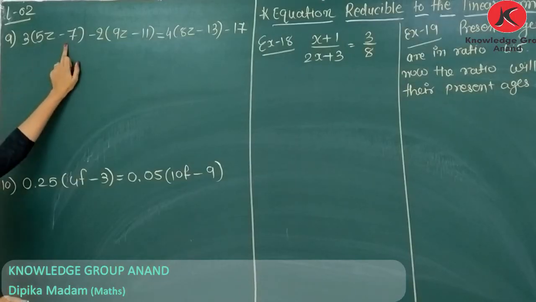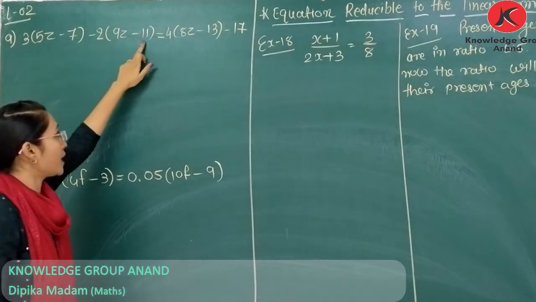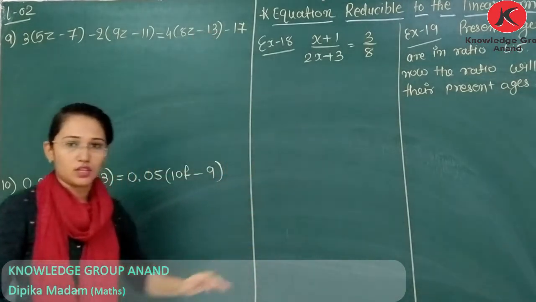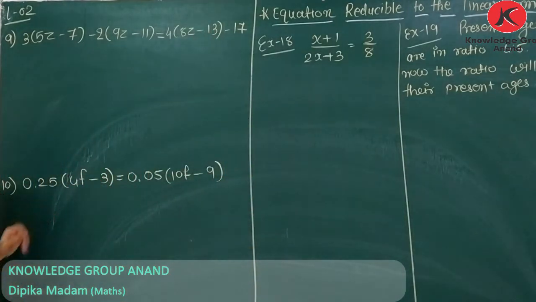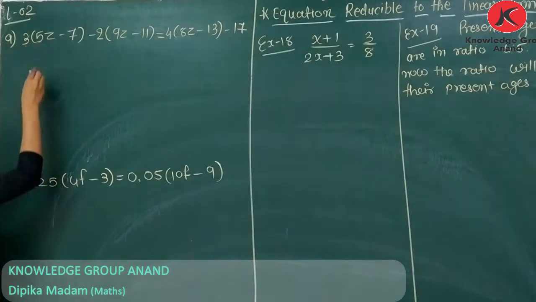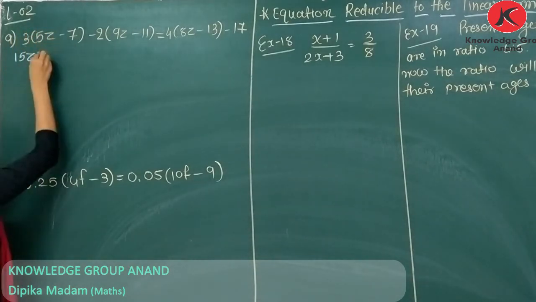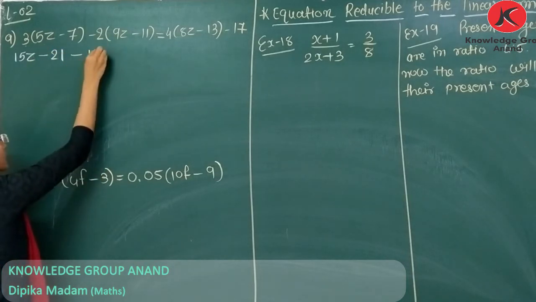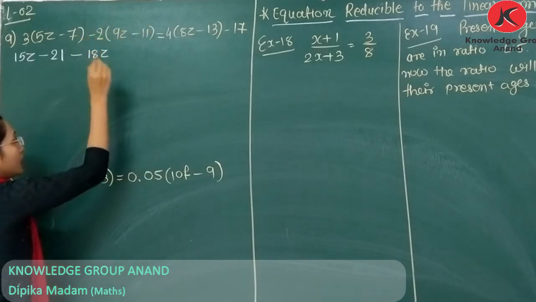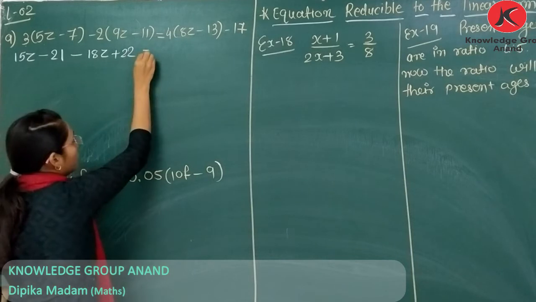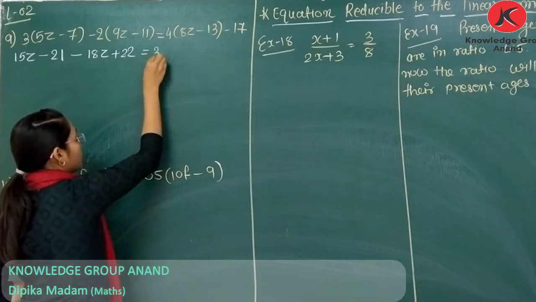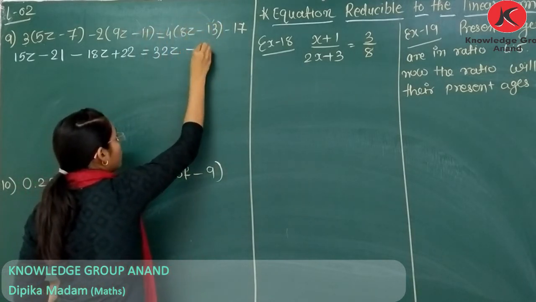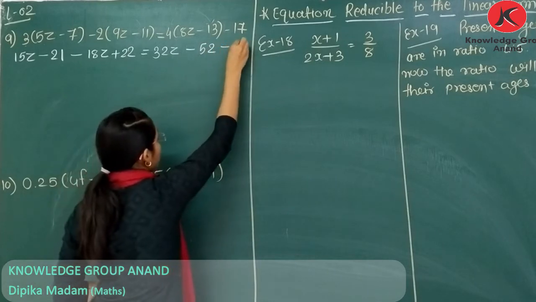Bracket 5z minus 7 minus 2 into bracket 9z minus 11 is equal to 4 into bracket 8z minus 13 minus 7. What you have to do? First of all, open the bracket. So 3 is multiplied with 5z, that is 15z. 3 is multiplied with 7, 21. Minus 2 is multiplied with 9z, minus 18z. Minus 2 is multiplied with minus 11, so it is plus 22. Is equal to 4 is multiplied with 8z, 32z. 4 is multiplied with 13, 52. 13 4s are 52, minus 7.